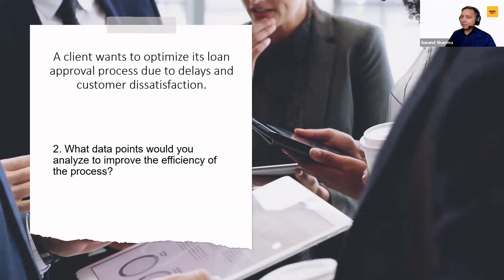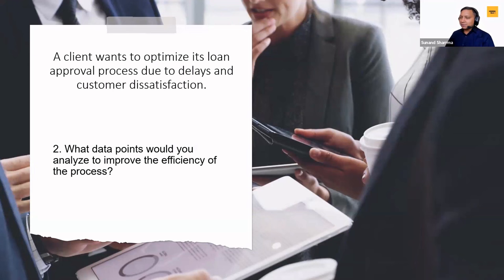The second thing is the application volume. So the number of applications processed at each stage is the application volume, which can highlight the capacity issues which we have. Now, the third thing is we need to understand if there are stages where applications are frequently rejected or sent back for additional information. So the approval and the rejection rates are again an important thing over here.